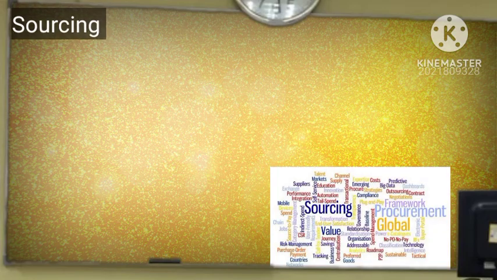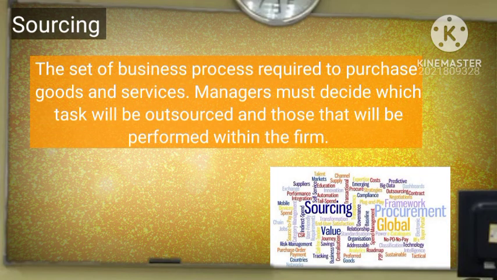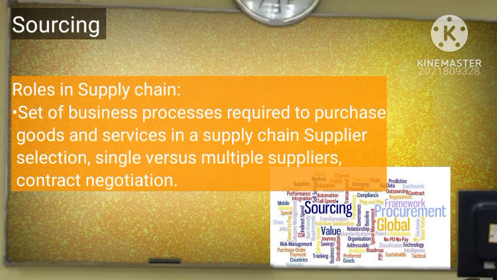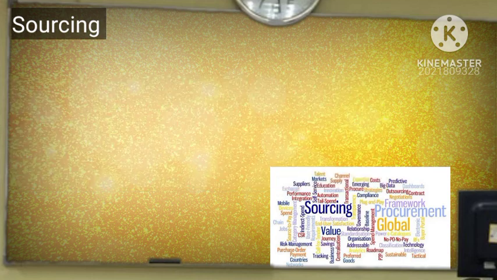The fifth driver is sourcing. Sourcing is the set of business processes required to purchase goods and services. Managers must decide which tasks will be outsourced and which will be performed within the firm. The role of sourcing in the supply chain is this set of business processes required to purchase goods and services: supplier selection, single versus multiple suppliers, and contract negotiation.